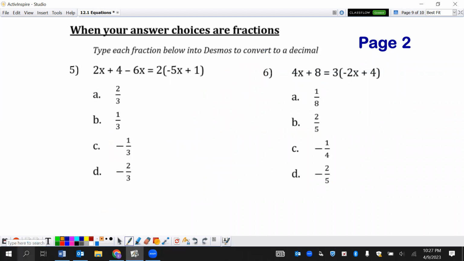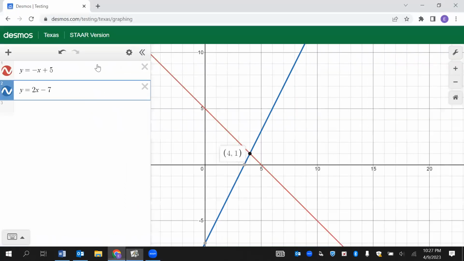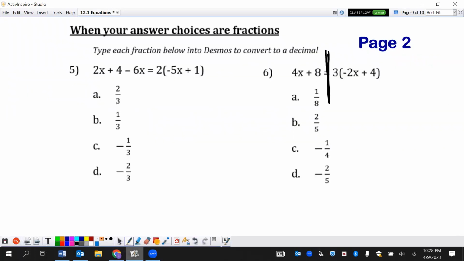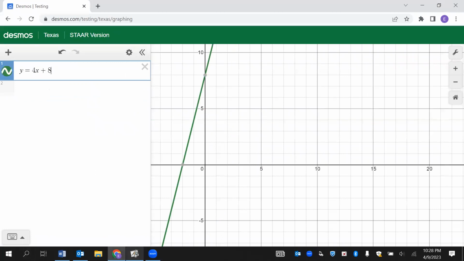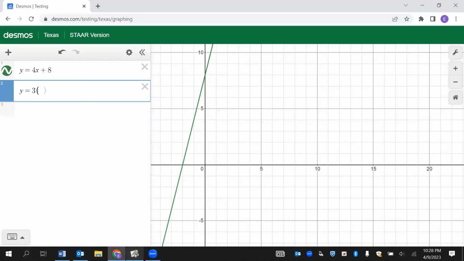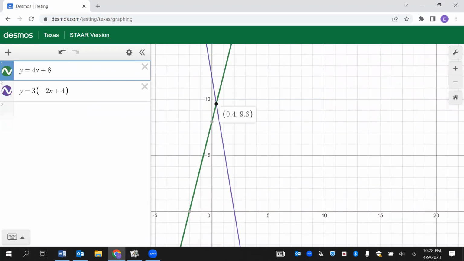Right, finally, last two examples, 5 and 6, are multiple choice problems that have answer choices as fractions. And so I want to review this. For number 6, we are going to draw a line through the equal sign and type it in decimals, just like we have been doing for all those examples. Line 1, y equals 4x plus 8. Line 2, y equals 3 parentheses negative 2x plus 4. And they cross at 0.4.